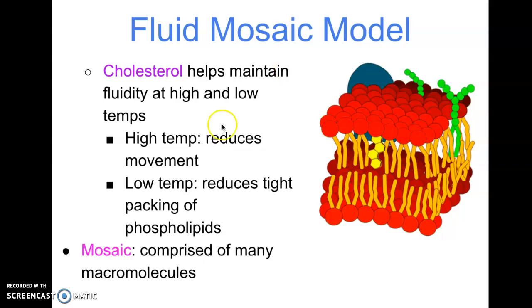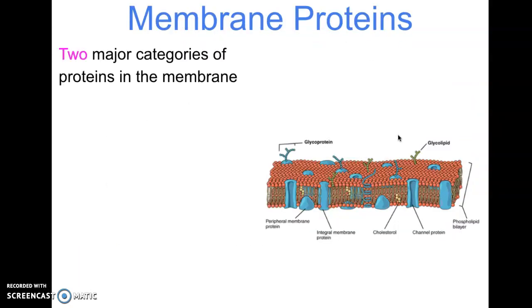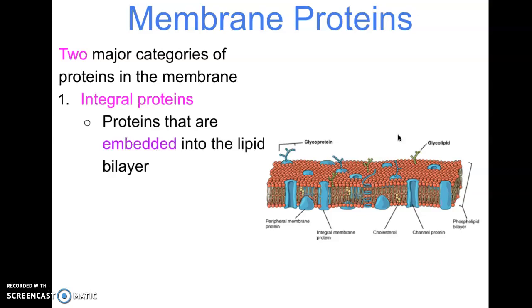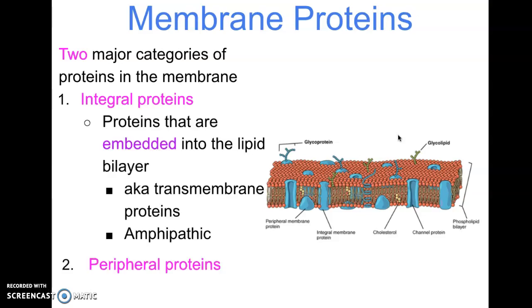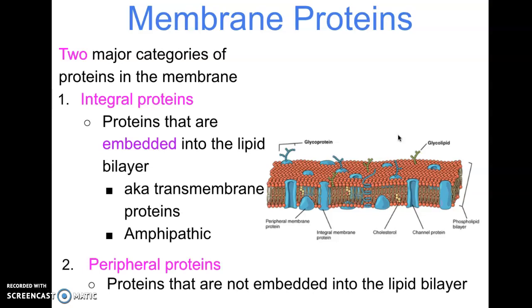And again, it's called a mosaic because it looks like a mosaic. It's one big thing comprised of many little moving parts. All right, then there's membrane proteins. There are 2 different types of membrane proteins. So proteins are the second macromolecule that are really important in making the cell membrane. There are integral proteins and peripheral proteins.